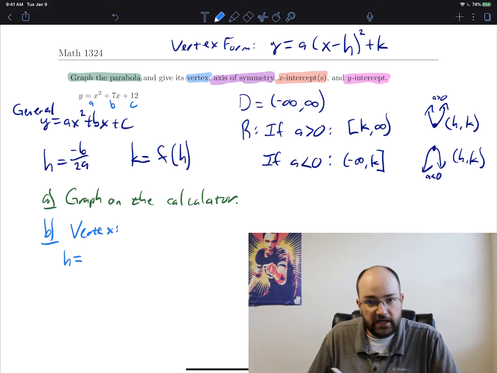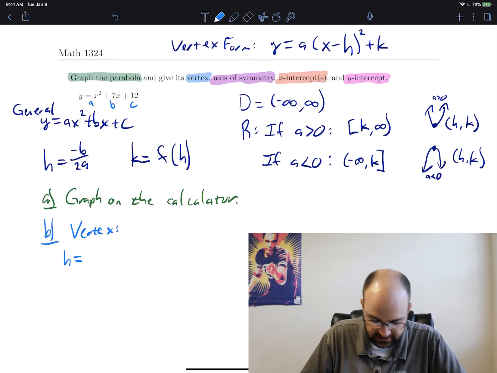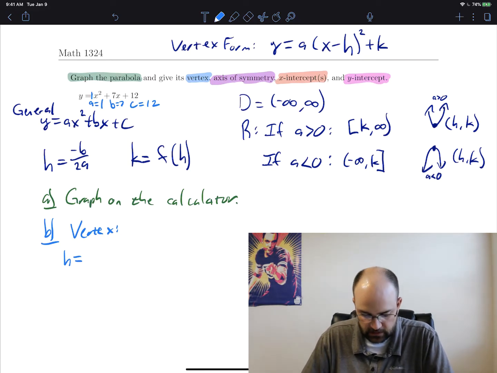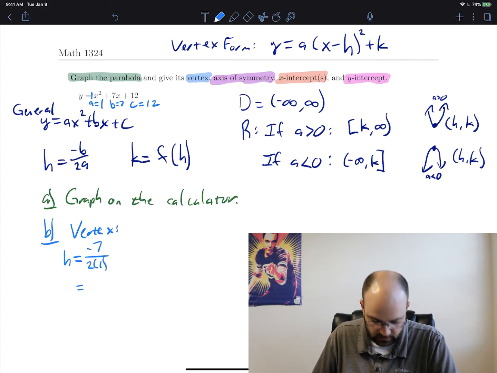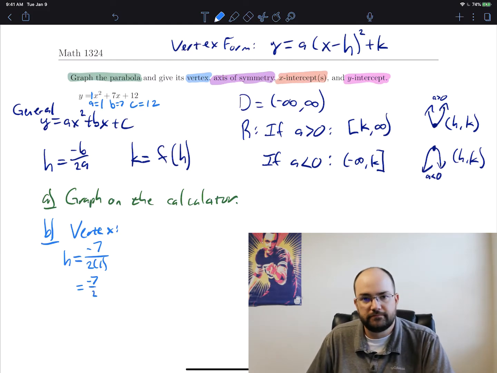Okay, so h is negative b. Negative b just means the opposite of b. B in this case is 7. C is 12. A is the number in front of x squared. It's understood to be 1 this time. So that means that h is negative 7, the opposite of whatever b is, all over 2 times 1. Negative 7 over 2, just keep it as negative 7 halves.